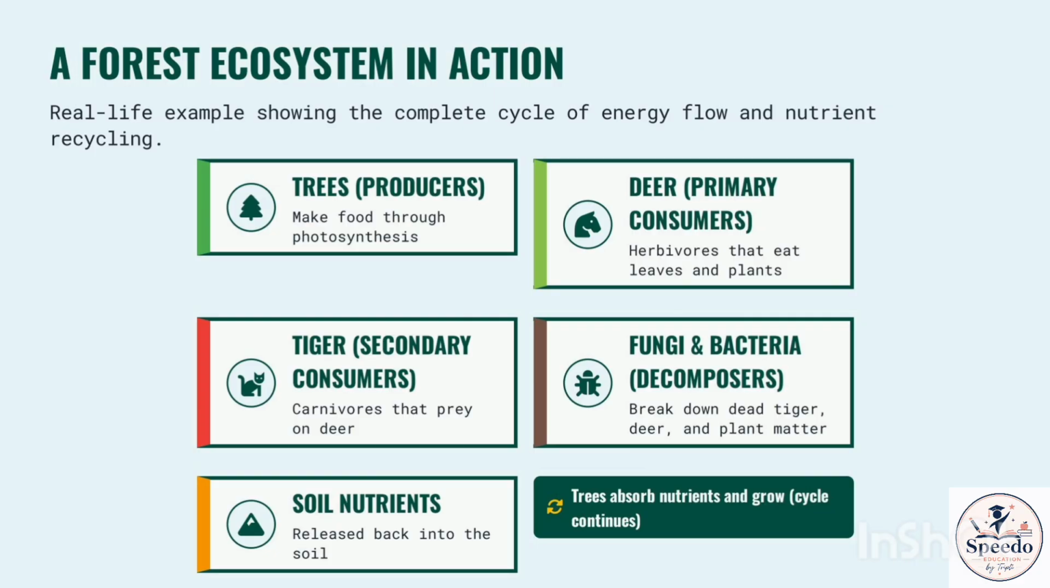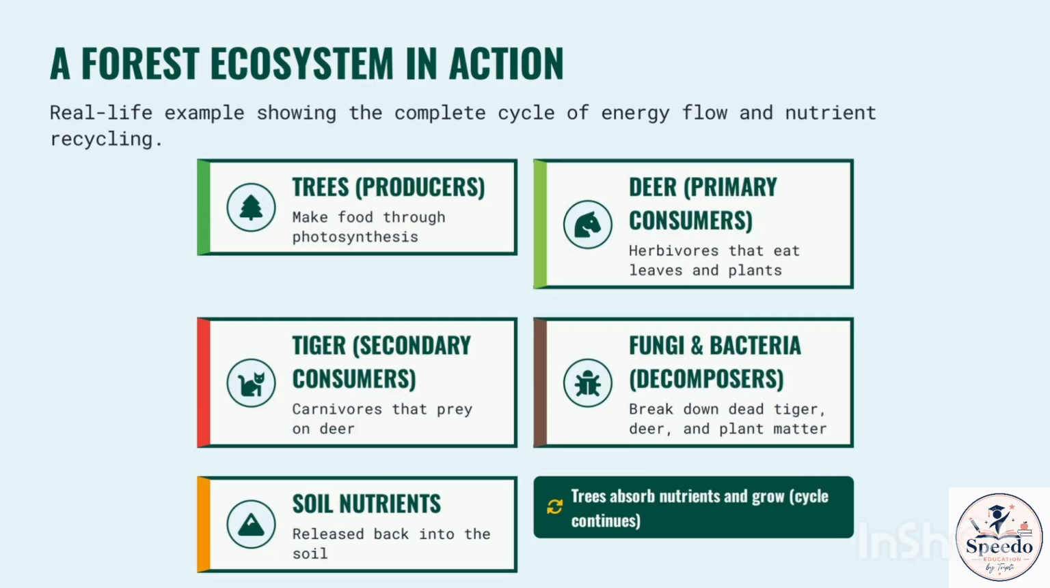The sun is the ultimate source of energy for all ecosystems. Producers such as green plants capture sunlight and convert it into chemical energy through photosynthesis. This food becomes the primary source of energy for all other organisms. Consumers cannot prepare their own food, so they depend directly or indirectly on producers. Herbivores eat plants, carnivores eat herbivores, and omnivores eat both plants and animals.